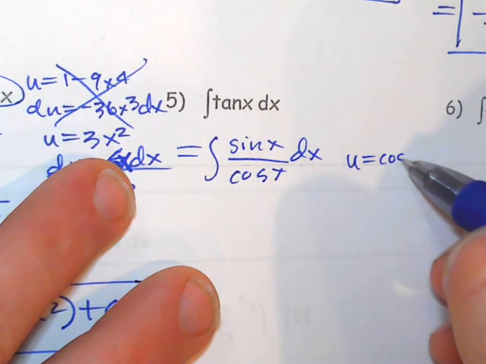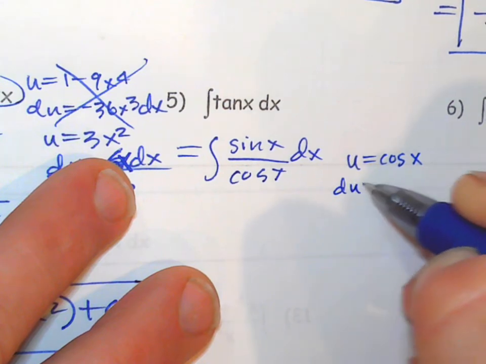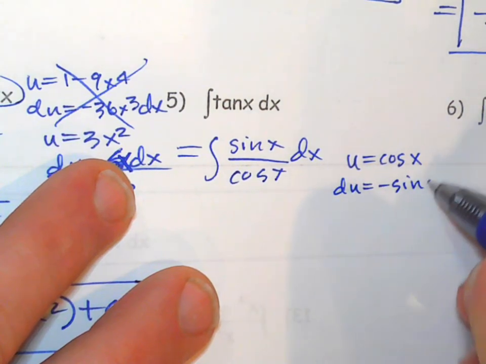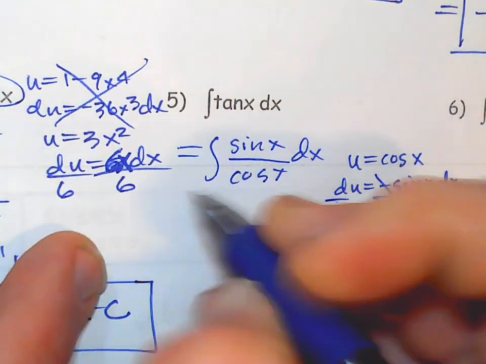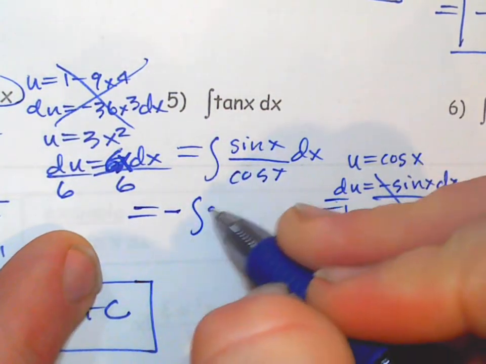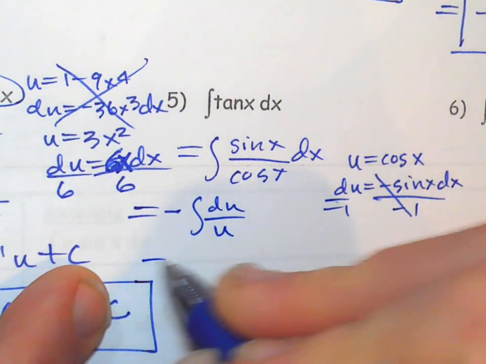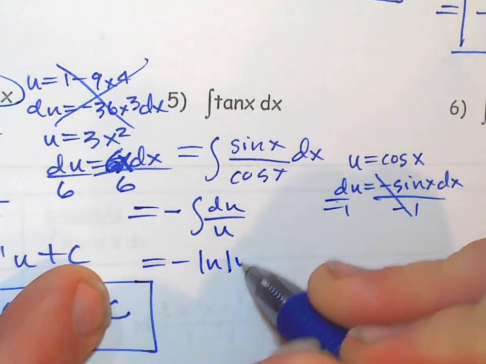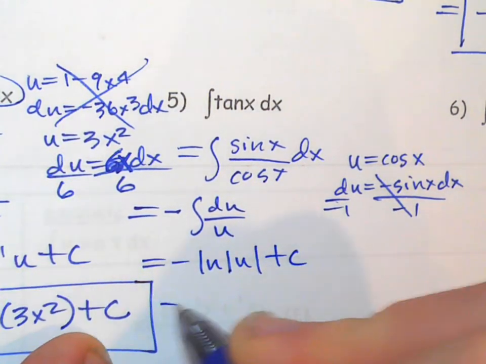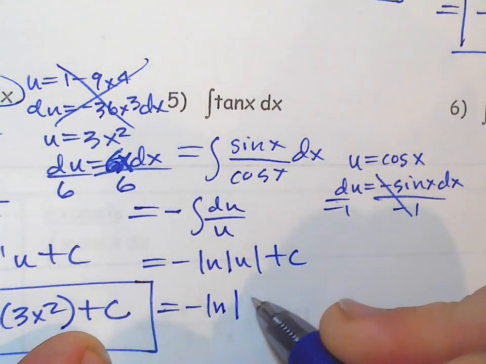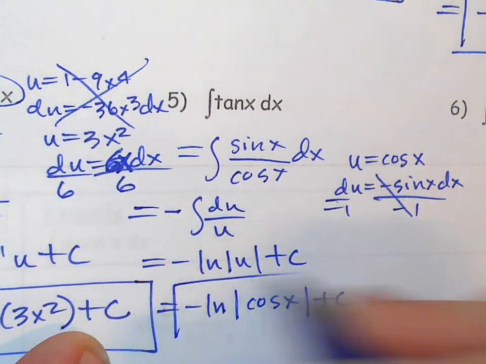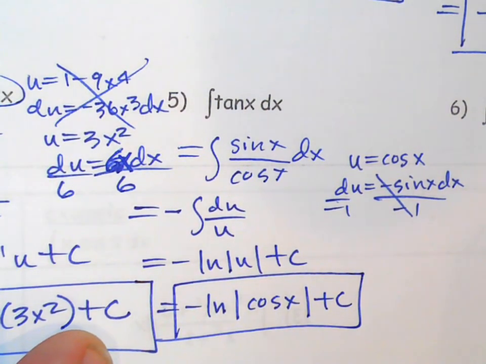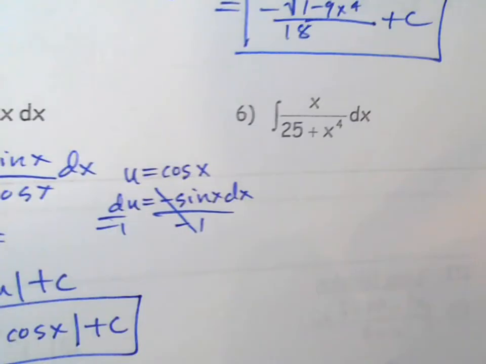Let's make the denominator our u, and then du equals negative sine x dx. Don't want the negative. So we get negative du over u, negative natural log of the absolute value of u plus c, negative natural log of the absolute value of cosine x plus c. There you go. That's how you do it.